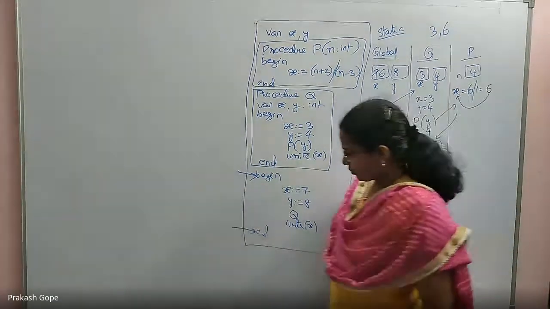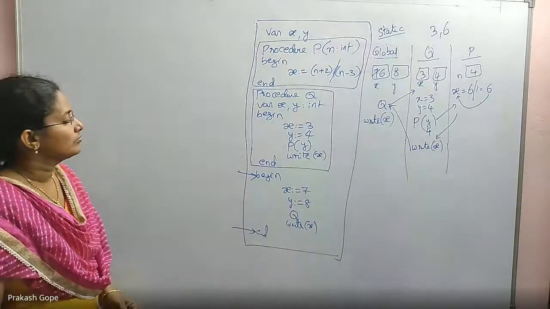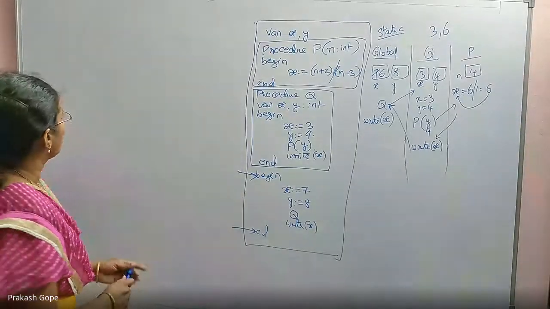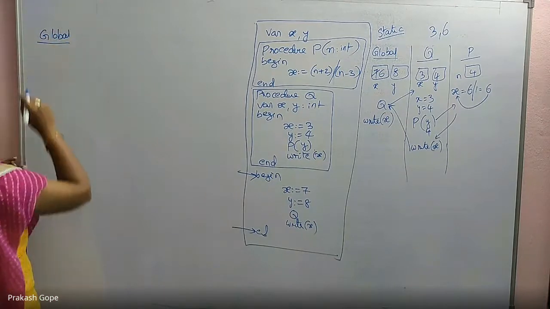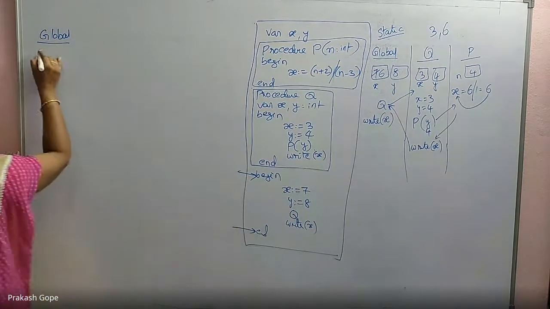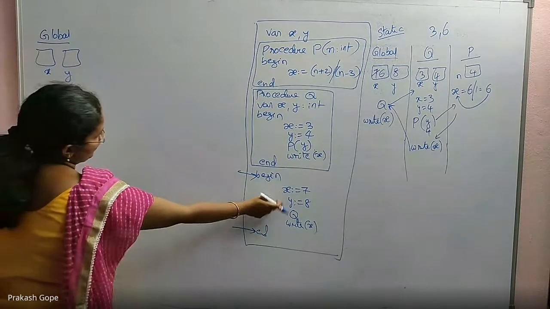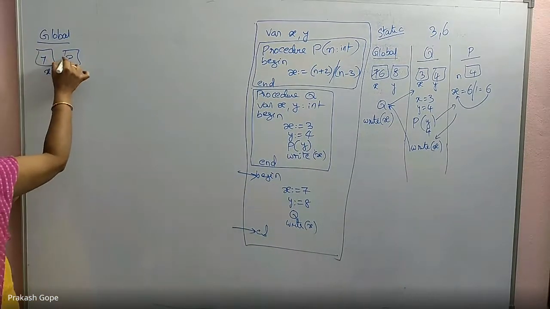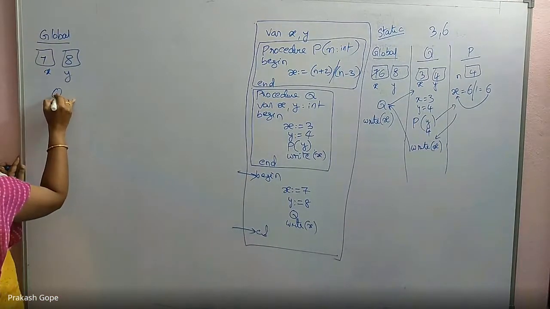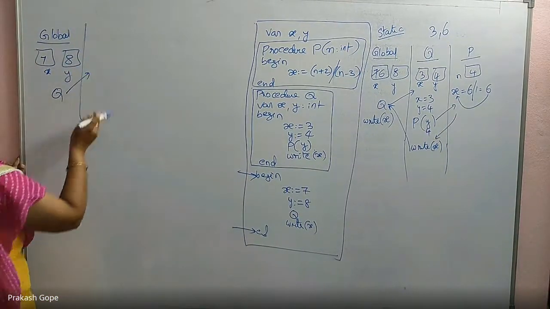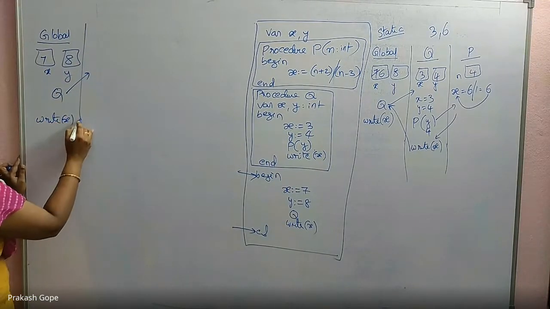Then dynamic scope. Same question, dynamic scope. Again start with the global environment, in which two variables are there, x and y, initialized with 7 and 8. Execution starts here. Call Q. Once I come back, I will have to execute write x also, which I will do later.